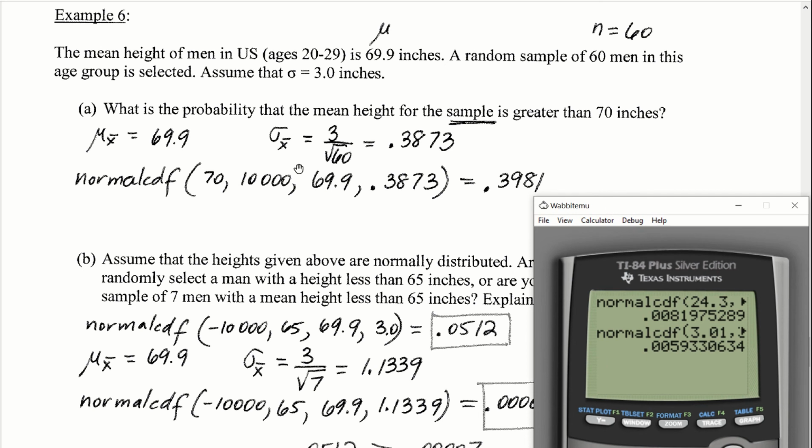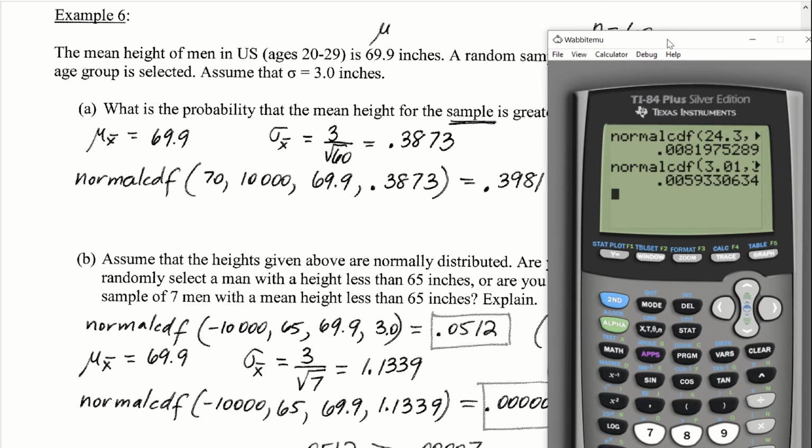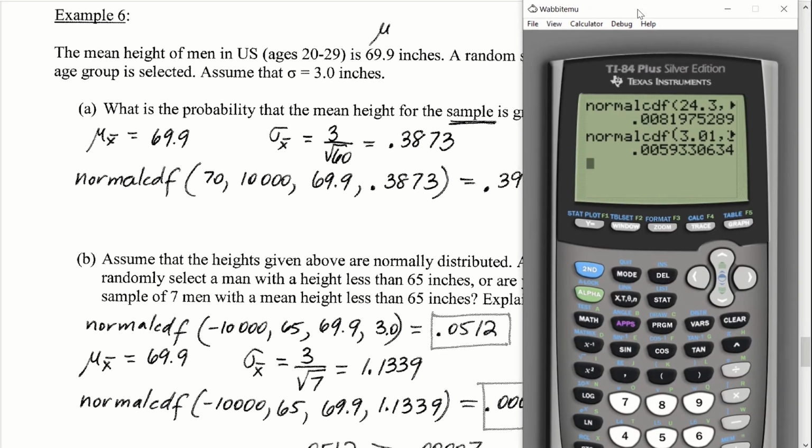We would again know that the sampling distribution is normal because our sample size is large enough. We have 60. So we can go ahead and draw a bell-shaped curve. The mean would correspond to the mu sub x bar, which is 69.9. And we want the probability that the mean height is greater than 70. 70 is a little bit bigger than 69.9, so it would lie to the right. And greater than would mean shade everything to the right of 70. That will help us get our lower bound and upper bound in.